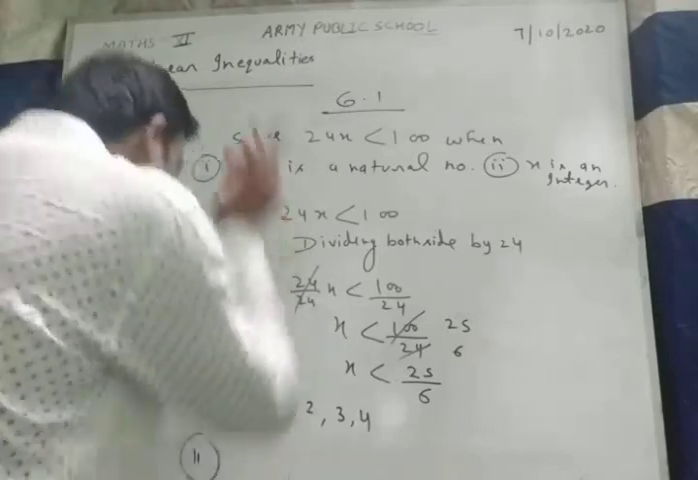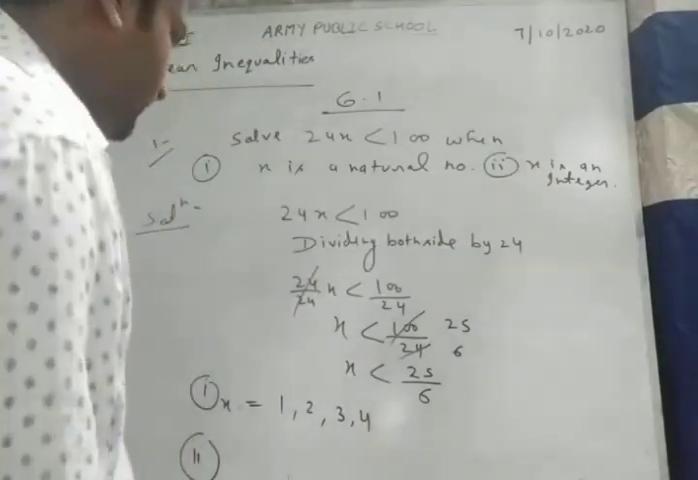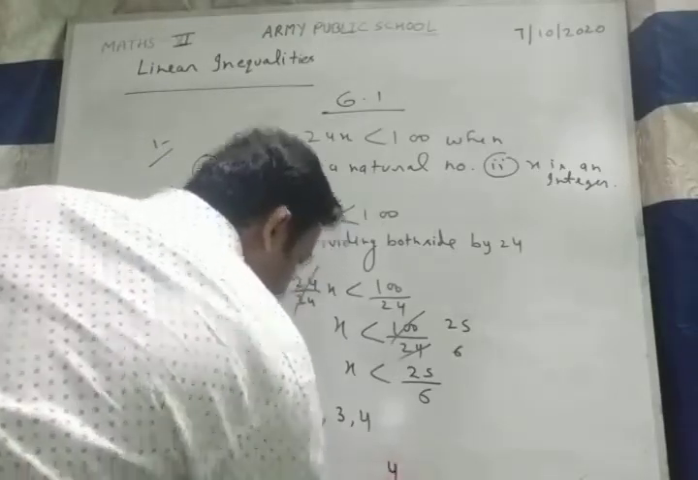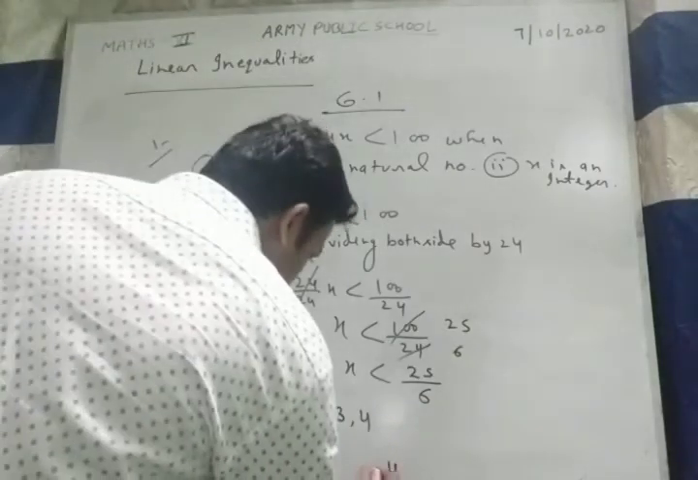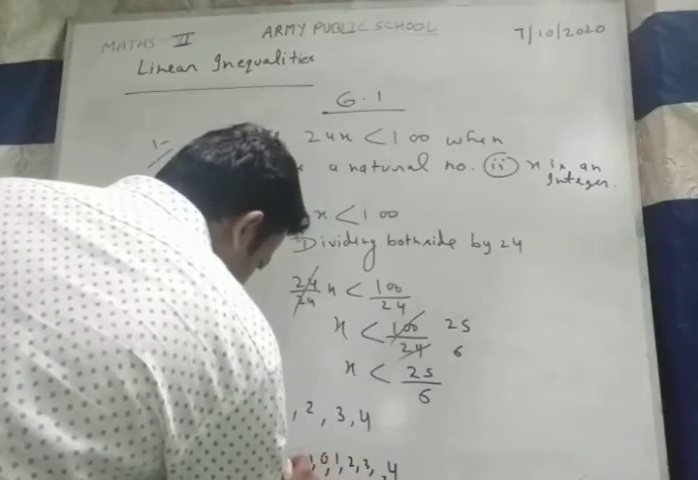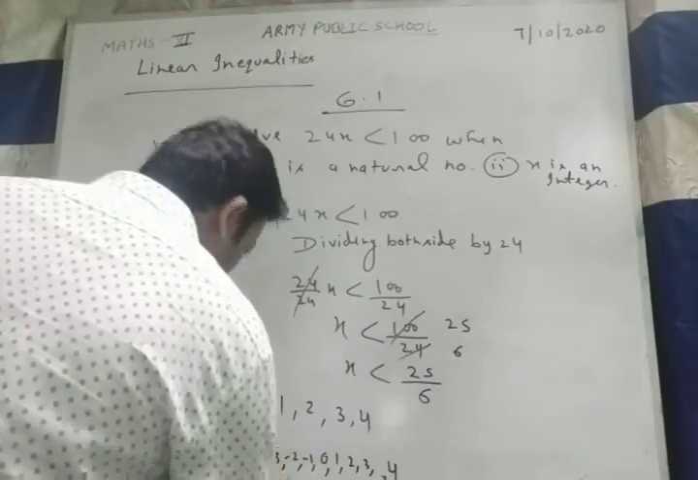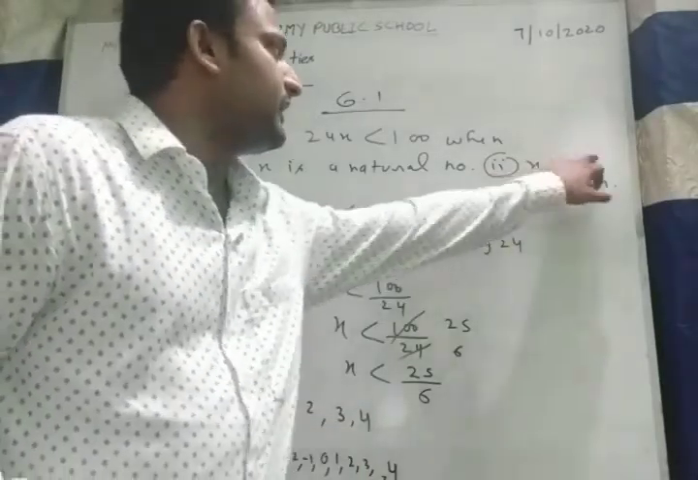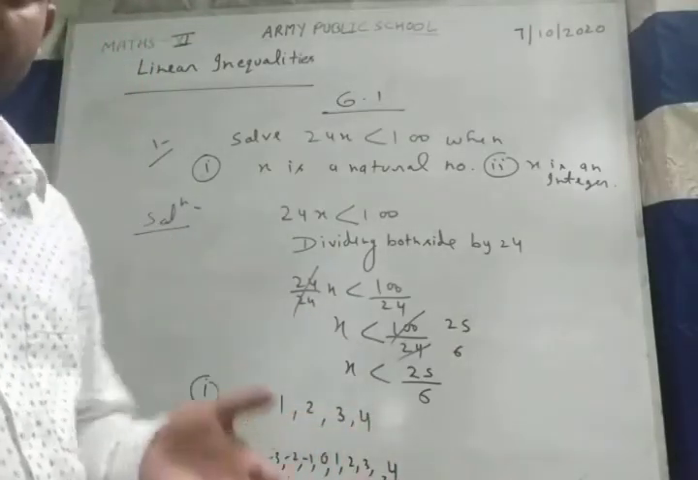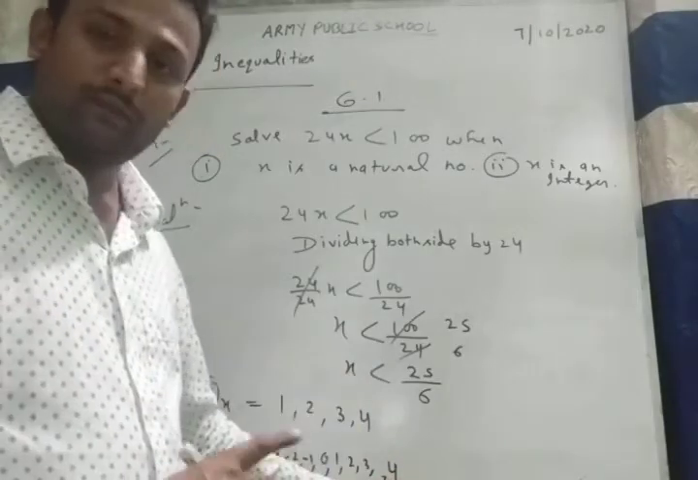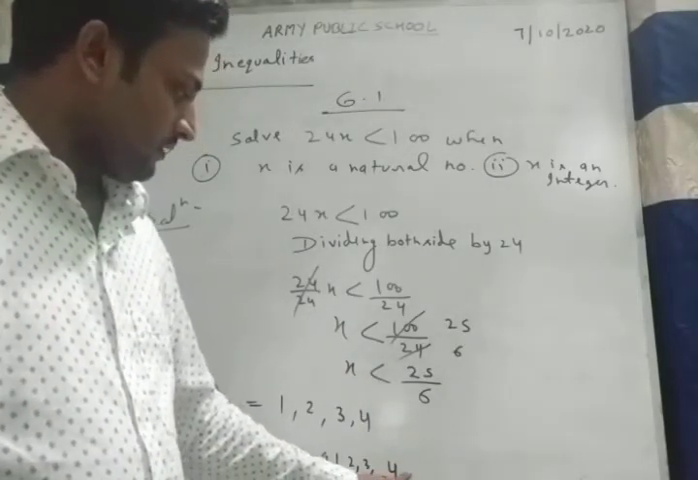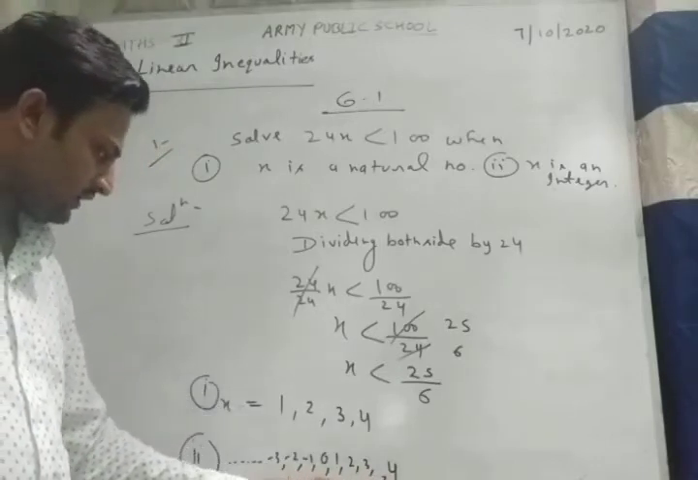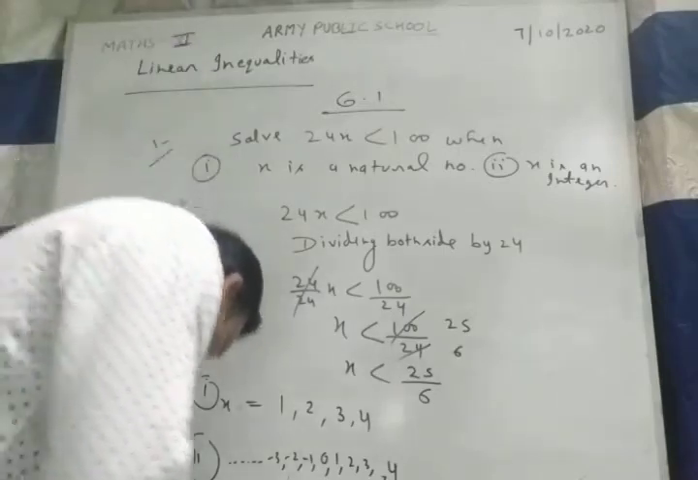The second: x is an integer. So what will be the integers? It cannot be greater than 4. So 4, 3, 2, 1, 0, minus 1, minus 2, minus 3, and so on. This will be the solution of the second part, because x is an integer, and you know that integers go from minus infinity to plus infinity. So on the right hand side only up to 4 it may be extended. After 4 it cannot be extended, so 4 will be the last, and then 3, 2, 1, 0, minus 1 and so on. So it will be our solution.